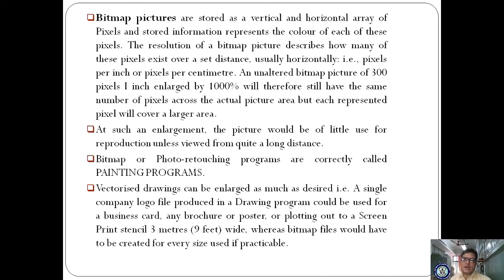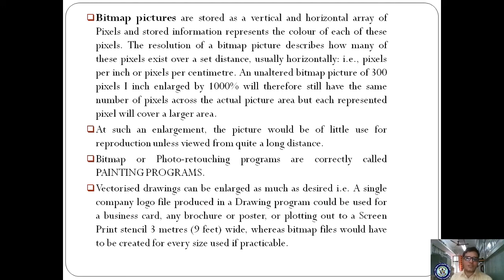An unaltered bitmap picture of 300 pixels per inch enlarged by 1000% will still have the same number of pixels across the actual picture area, but each pixel will cover a larger area. If you are using unaltered bitmap images, you are unable to modify them. It consists of 300 pixels per inch. Even if you enlarge it by 1000%, it will still have the same number of pixels. Even if you zoom the image to 1000%, and it consists of 300 pixels per inch, then you are unable to alter it, and it has the same covered area with good clarity.